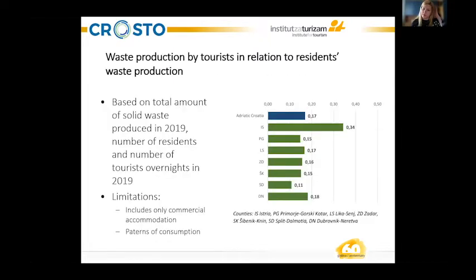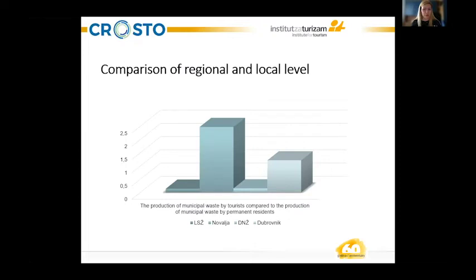Further on, even though you see these numbers, okay, they don't seem perhaps that terrifying for the counties, but those are numbers that are not giving a very clear situation. When compared to the numbers for certain cities in those counties, we can see a big difference. For example, here we have one county which has the town of Novalja, which has a much greater impact of waste production from tourism than the whole county.